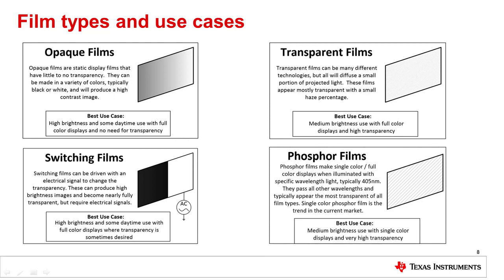There are many different types of window display films. The four most common types of film are opaque, transparent, switching, and phosphor films. Opaque films and switching films have a high film efficiency and should be used under high ambient light conditions. Transparent films and phosphor films have lower film efficiency, but their transparency allows for more unique applications. Film selection should be optimized based on operating ambient light condition and the output capability of the projector.